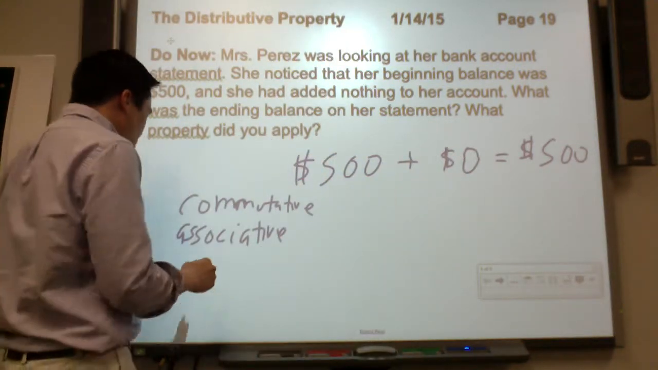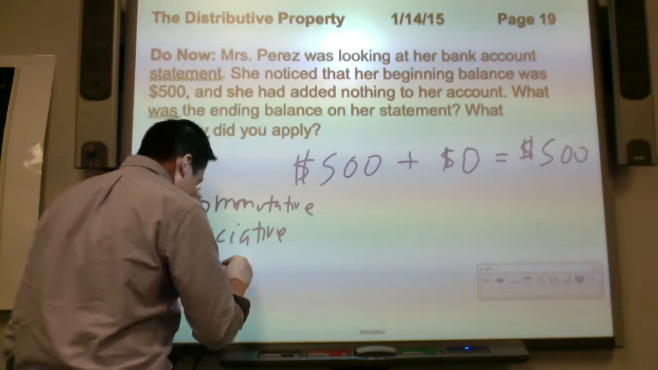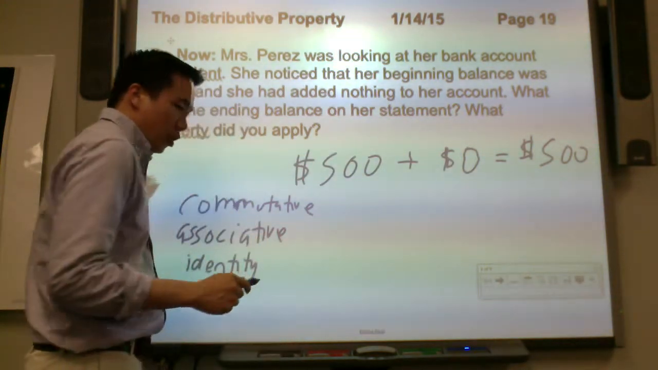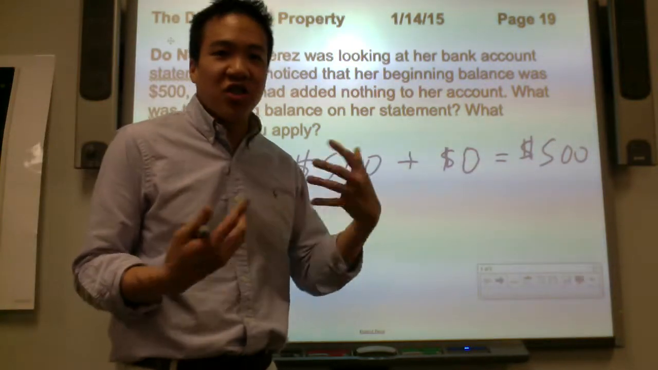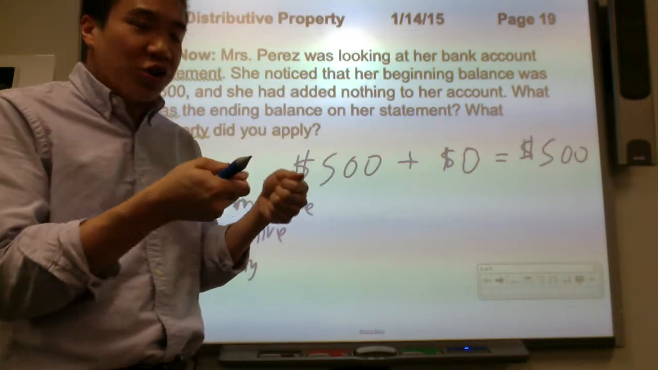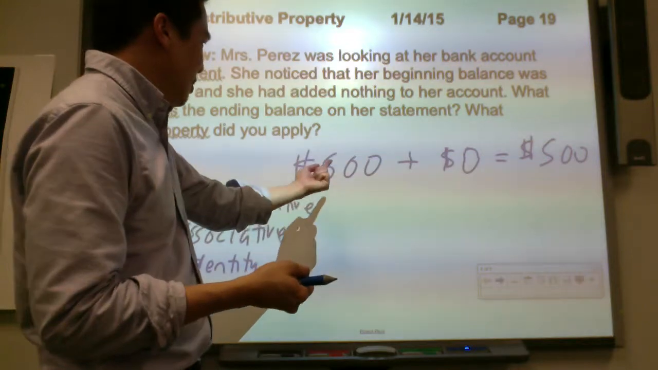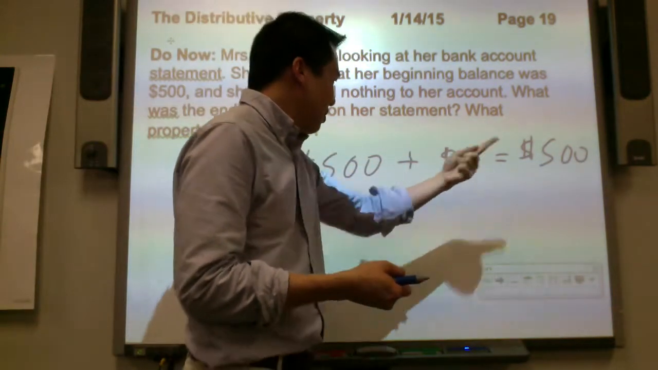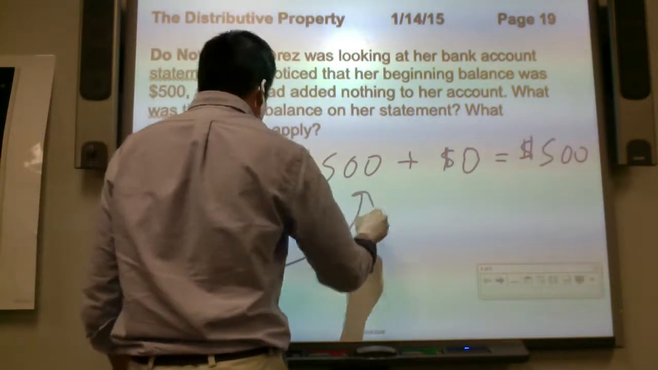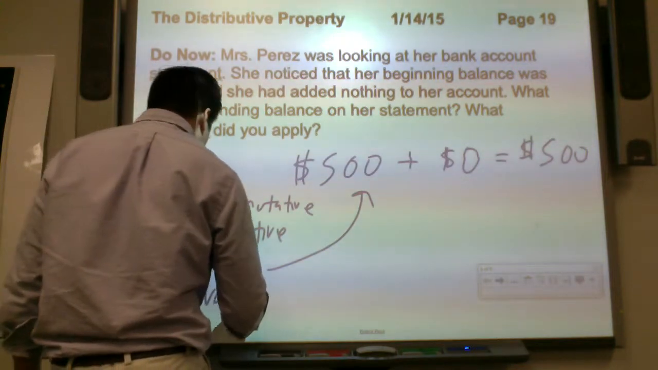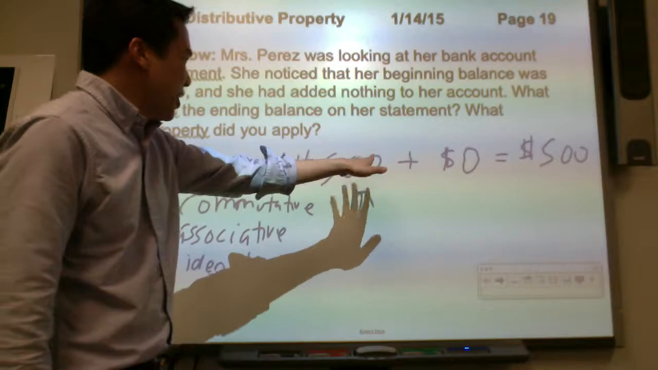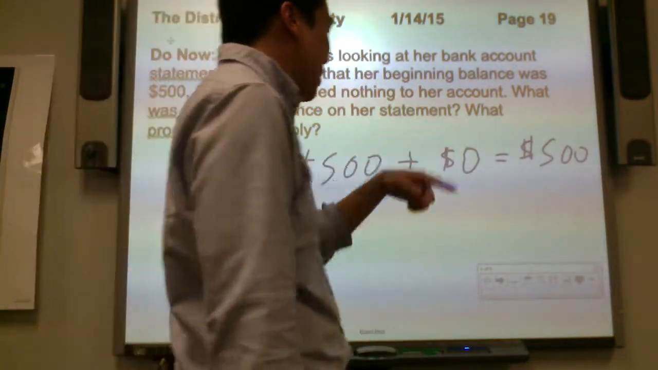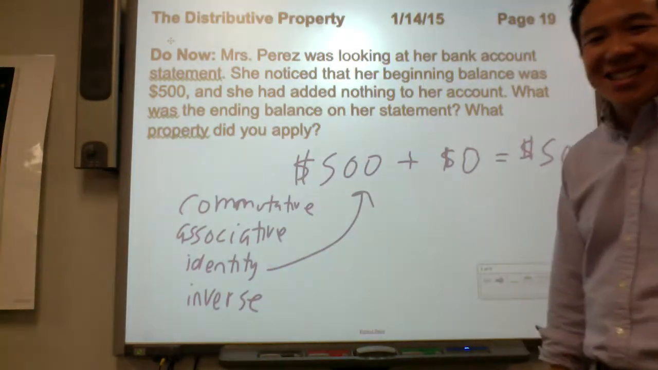Different stuff? No. Identity. Identity is, you look in a mirror, you see your same identity. Like you have an identity card, which is a driver license. So you view yourself again. Is this the same? I think it's identity. And the last one is inverse. Inverse is like reverse, the opposite. Did they do any opposite here? No, it came up with the same number. So it must be the identity property.